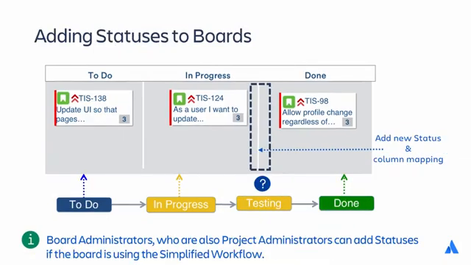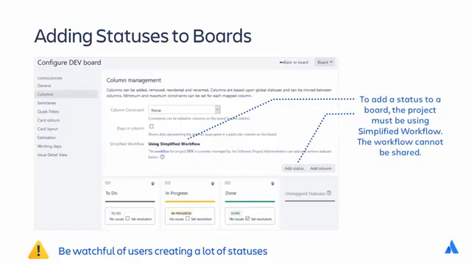But let's say that the team wants to add a new status which doesn't currently exist in the workflow, like the testing status. Board administrators who are also project administrators can add statuses to a board if the board is using the simplified workflow. They would add the status and map it to a column accordingly. Adding a status to the board automatically adds the status to the underlying workflow and to the Jira instance itself if it doesn't already exist. So be watchful of users creating a lot of statuses.